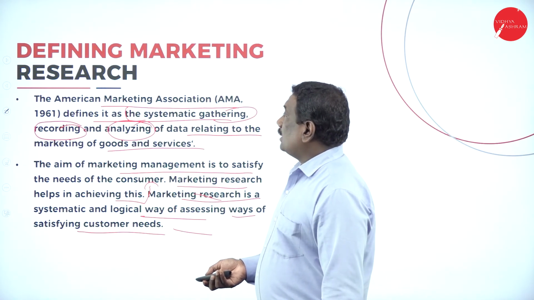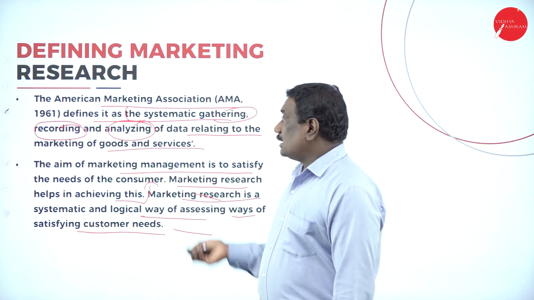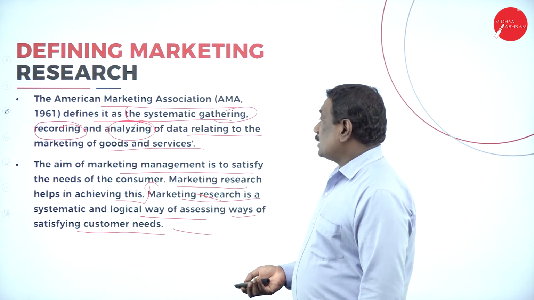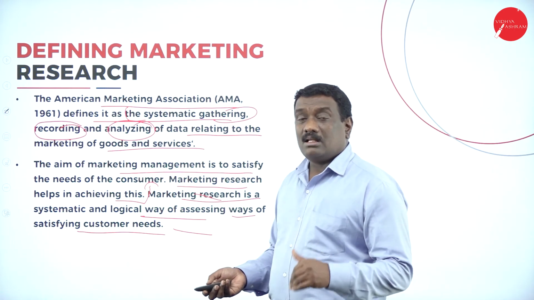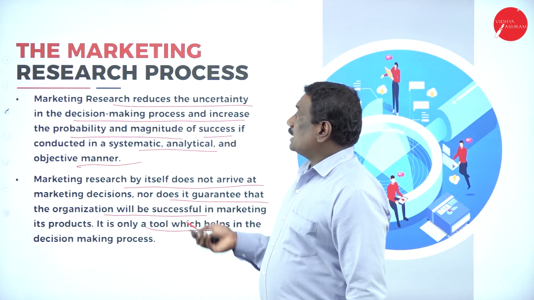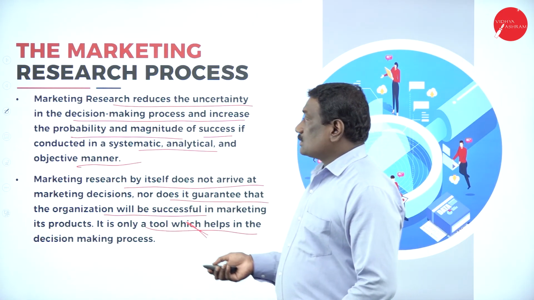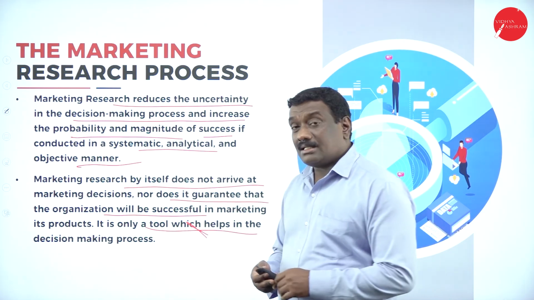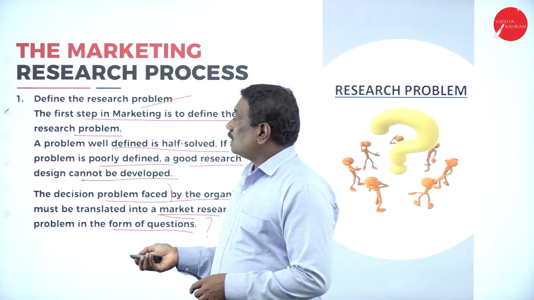And the American Marketing Association defines research as the systematic gathering, recording and analyzing of data relating to the marketing of goods and services. The main aim of marketing management is to satisfy the needs and wants of customers, and for that, marketing research helps in achieving that objective. The marketing research process reduces uncertainty in the decision making process and also increases the probability of success, as it is conducted in a systematic, analytical and objective manner. So all these are different processes.